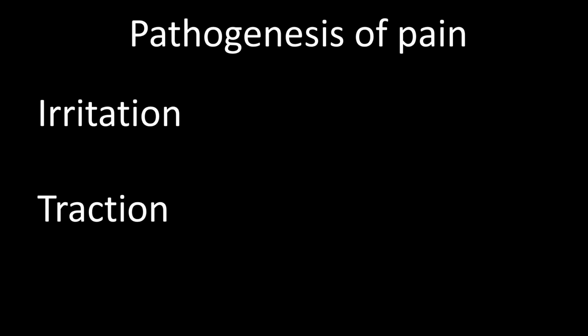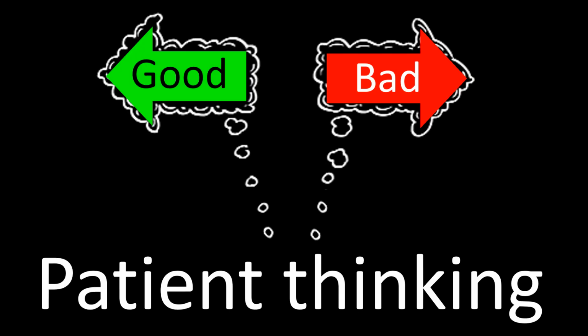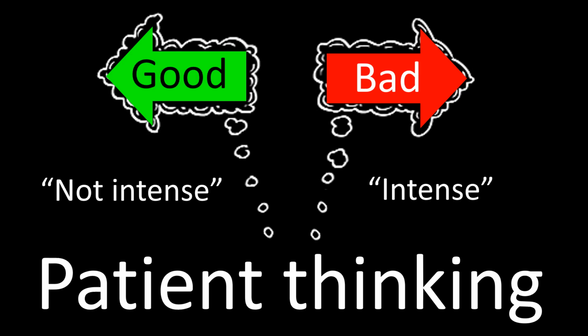How is pain produced in these structures? The basic mechanism of head pains are irritation and traction of the nerve within the above mentioned pain-sensitive structures. Headaches, from the patient point of view, are good or bad. Good when not intense, bad when intense.